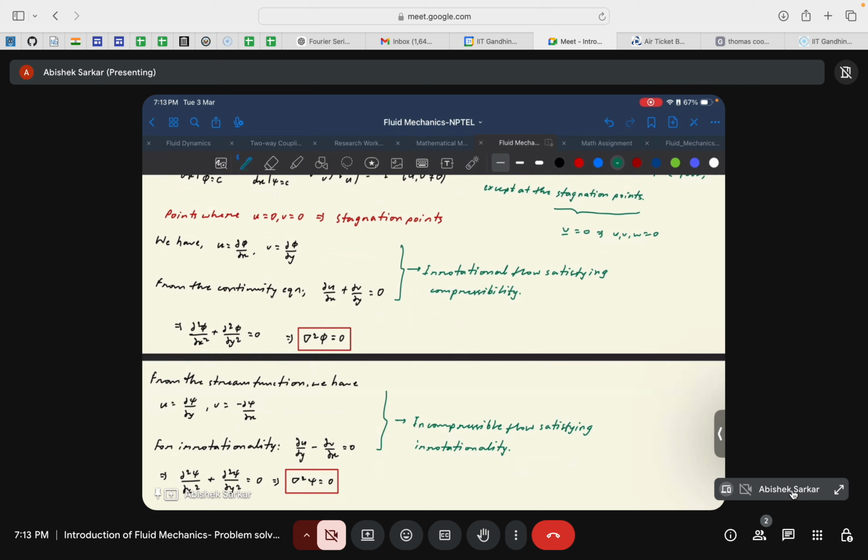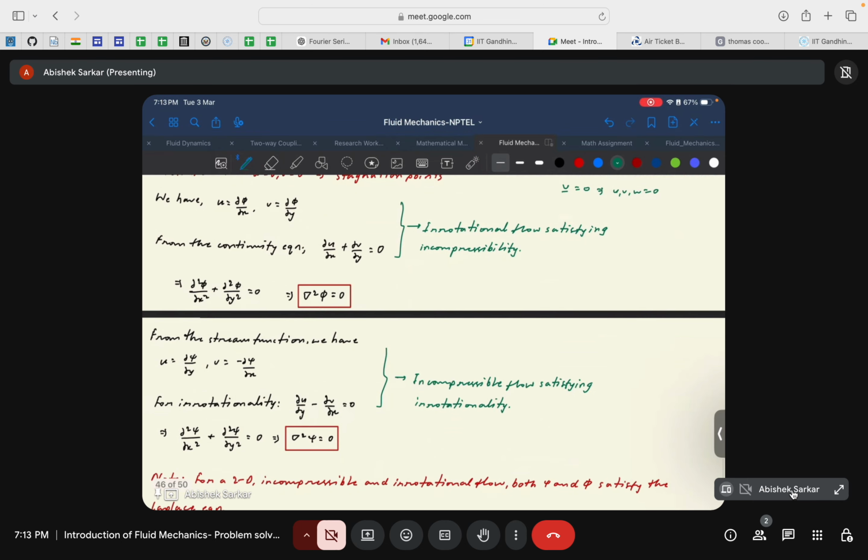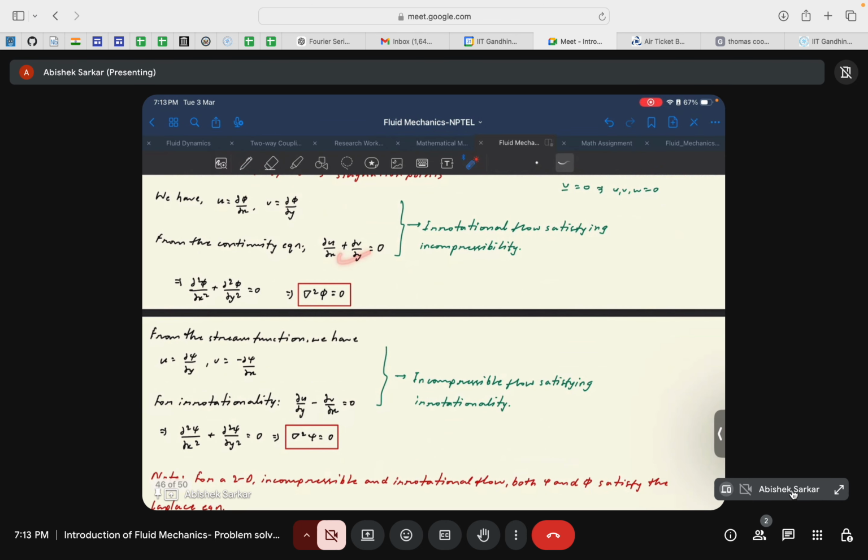Now, if this irrotational flow also satisfies incompressibility, then dou u by dou x plus dou v by dou y should be equal to 0. If we substitute the values of u and v in this equation, you will get dou square phi by dou x square plus dou square phi by dou y square equal to 0. This operator, the nabla square operator, is known as the Laplacian operator. So the Laplacian of phi is equal to 0. I think I should just write it. Maybe once you get the notes, you will be able to see it.